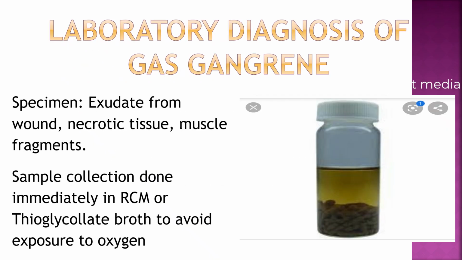Now we will see laboratory diagnosis of gas gangrene. First is specimen collection. What samples can we collect? It is exudate from the wound or necrotic tissue, muscle fragments. These are the specimens. Sample collection is done immediately in Robertson-Cooked meat media or thioglycolate broth to avoid exposure to oxygen. So whatever material we are collecting, we have to put inside the Robertson-Cooked meat media.